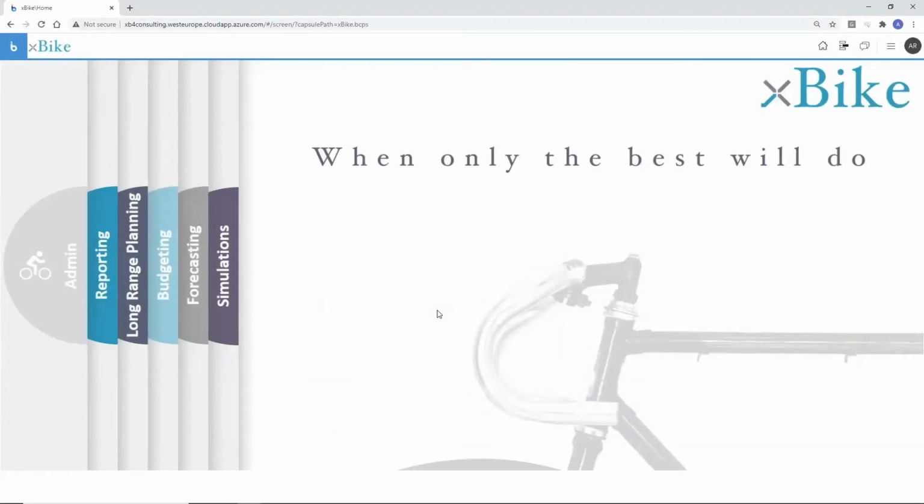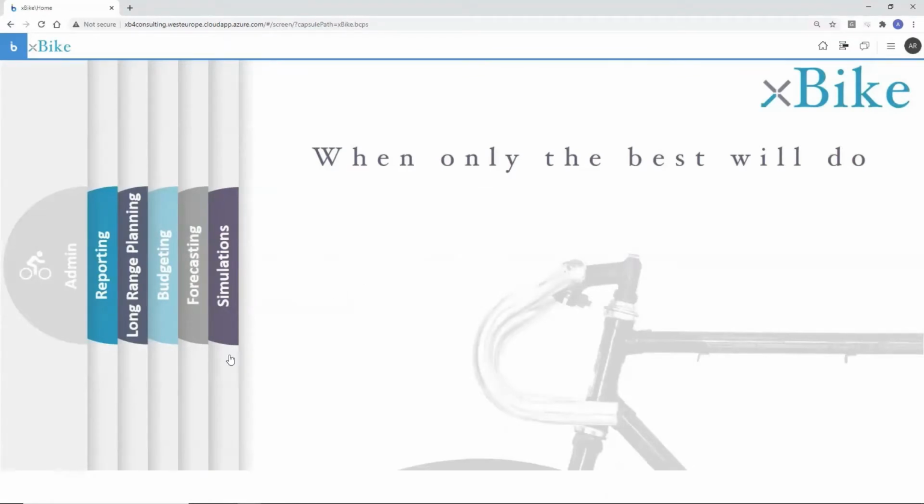Maybe before starting, I will give you some contextual information related to the material used for this webinar. I will present you an application we have built in Board software. Board software is a decision-making platform which covers all areas of corporate performance management. Today, in this example, the application is about a company that we called X-Bike. It's a company which is producing and selling bikes and other products related to bikes.